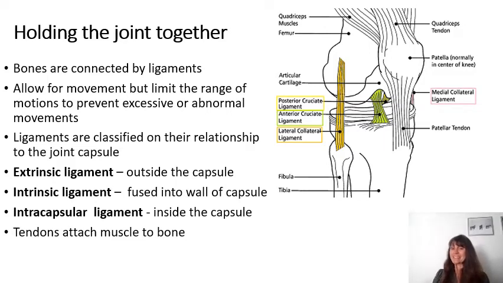Ligaments are classified based on where they are in relationship to the joint capsule. If a ligament is outside the joint capsule or articular capsule, we say it is extrinsic. If it is part of the joint capsule, we say that it is intrinsic. It's built into the joint capsule. If it is actually inside the joint itself, inside the capsule, it is referred to as an intracapsular ligament.